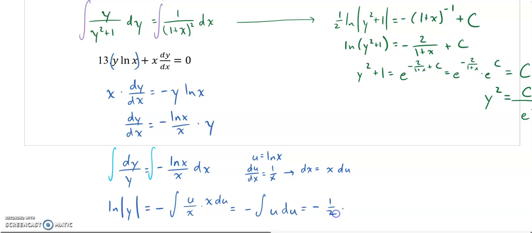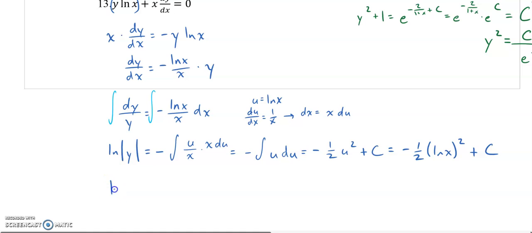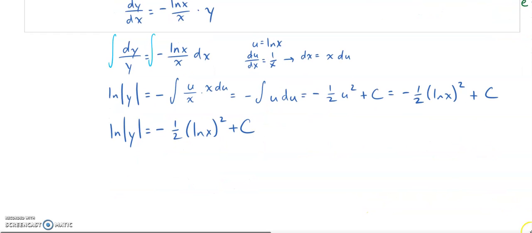So inverse power rule gives us negative 1/2 u squared plus c. And we remember that u is equal to the natural log of x. Make sure you put that natural log of x inside parentheses before you square it. That order of operations matters. And we have the natural log of the absolute value of y equals negative 1/2 natural log of x quantity squared plus c. And again, if you're looking for just any general solution, then that is a general solution.